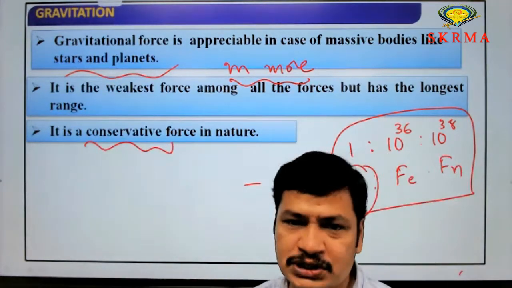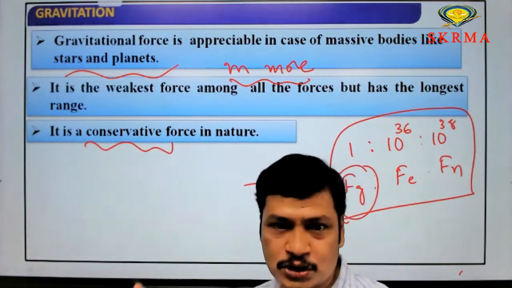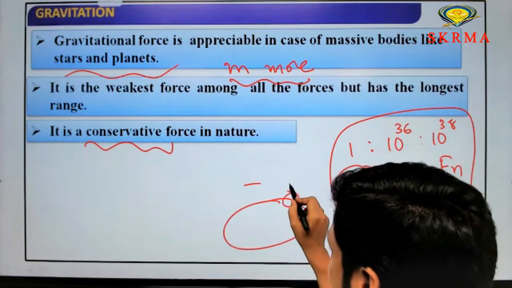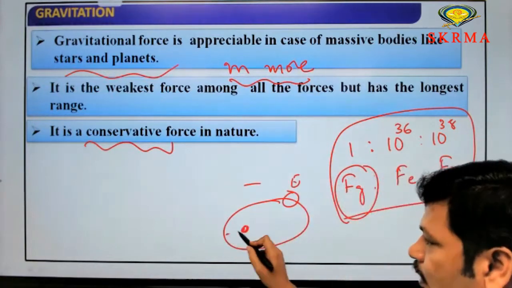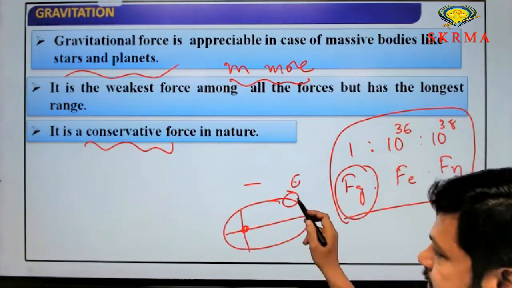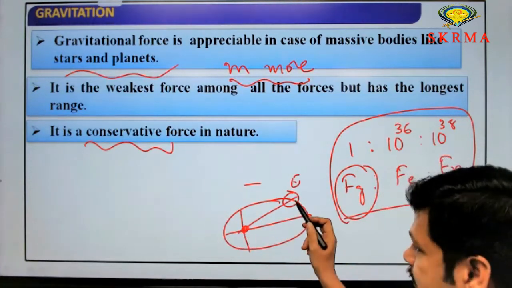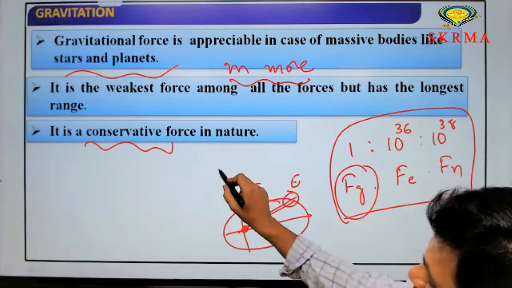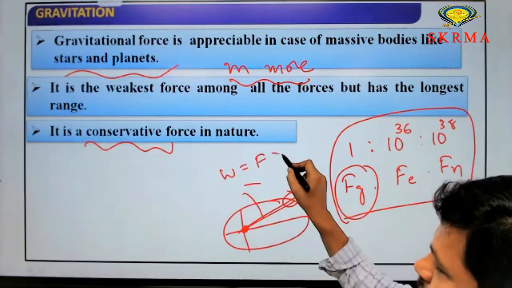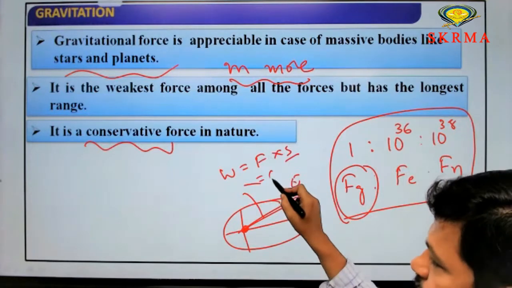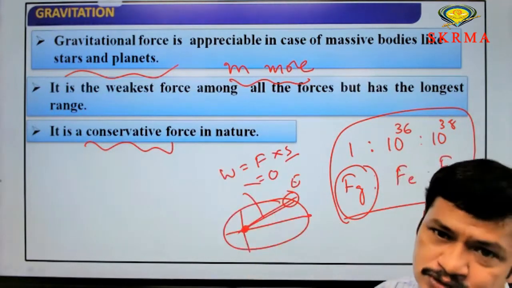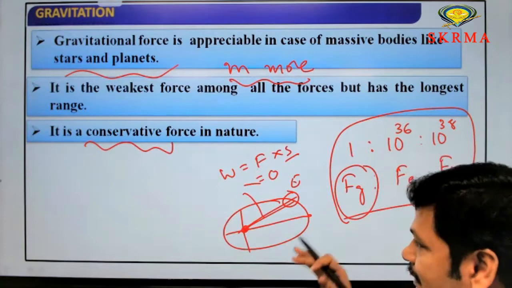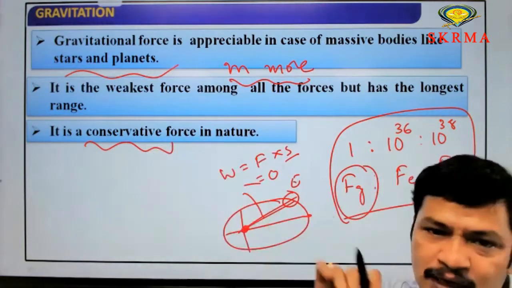What is the meaning of conservative? The net work done in the whole process is zero. Suppose you observe the earth revolving around the sun, the sun being one of the foci of the ellipse. In this case, there is no motion of the earth towards the center of the sun. Why? Because there is no displacement towards the center, and work done is force into displacement. There is no displacement, so the work done is zero. That type of force is called a conservative force. The forces exist between the two bodies, but the net work done in the system is zero. Such forces are called conservative forces.